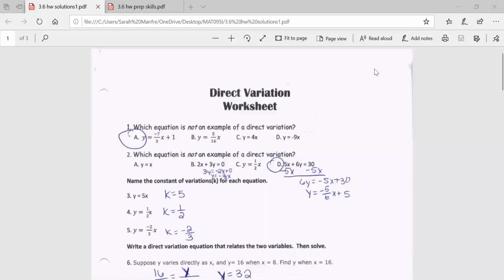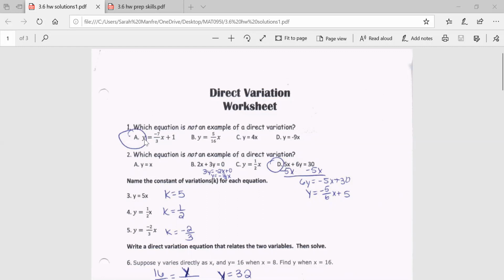All right, so here are the answers to the 3-6 homework, direct variation. It says which equation is not an example of a direct variation. That's A, because it has a y-intercept of 1. If you look at B, C, and D, they all don't have a second number. They only have that slope or constant of variation there. So A is not a direct variation.